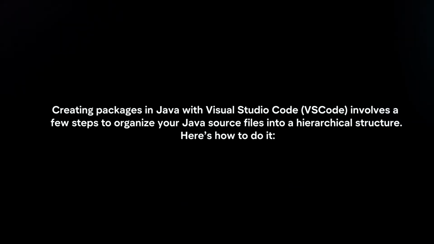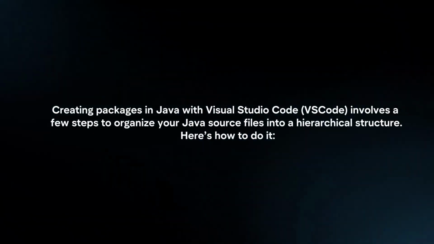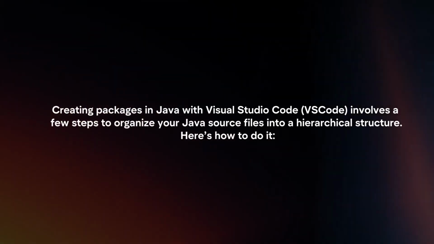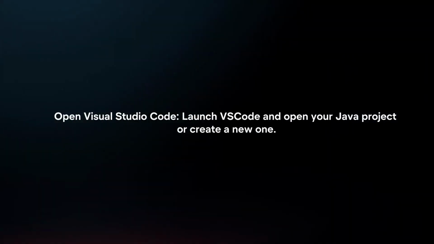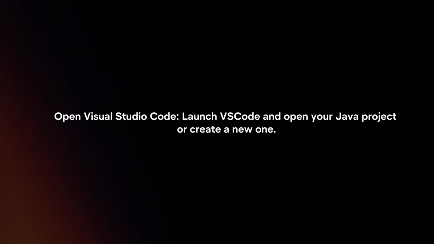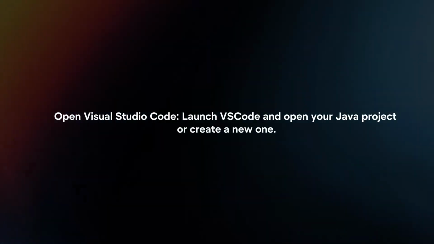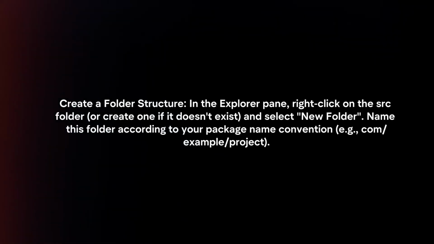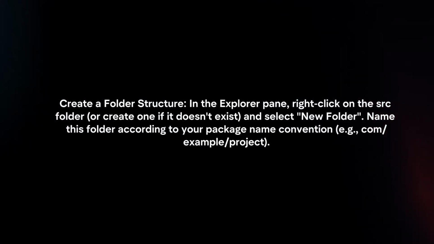Creating packages in Java with Visual Studio Code involves a few steps to organize your Java source files into a hierarchical structure. Here's how to do it. Open Visual Studio Code. Launch VS Code and open your Java project or create a new one. Create a folder structure. In the Explorer panel, right-click on the SRC folder and select New Folder.